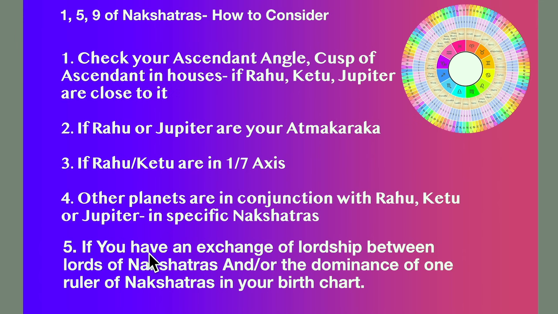Number five, and the most important, if you have an exchange of lordship between the lords of nakshatras and/or the dominance of one ruler of nakshatras in your chart. For example, if you have Mercury and Moon exchanging lords, and then you have Mercury-dominated nakshatras, this will be important. And if Jupiter is in that particular nakshatra of Mercury, you see what I'm saying? So you've got to check which the ruler of the nakshatra is. We have nine types, basically nine classifications of three nakshatras each, which makes it 27. So let's get into it.